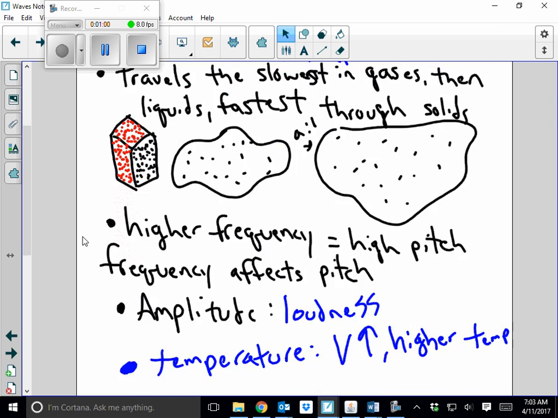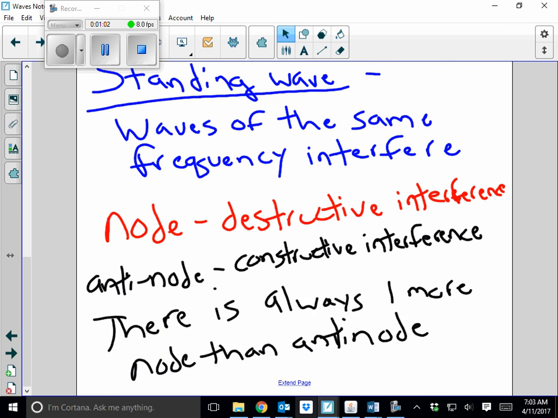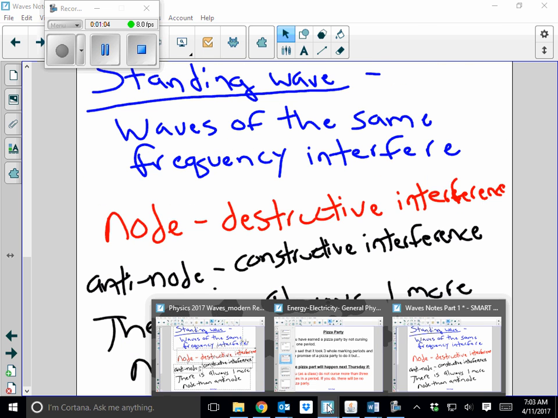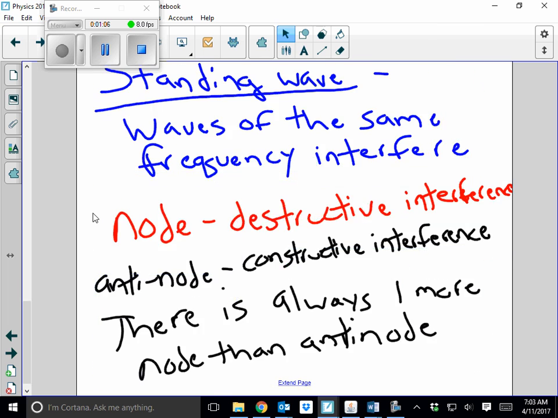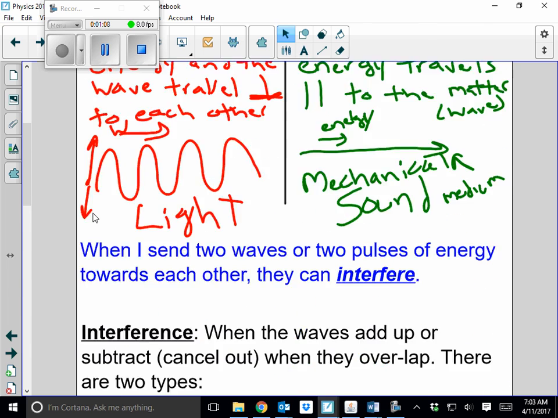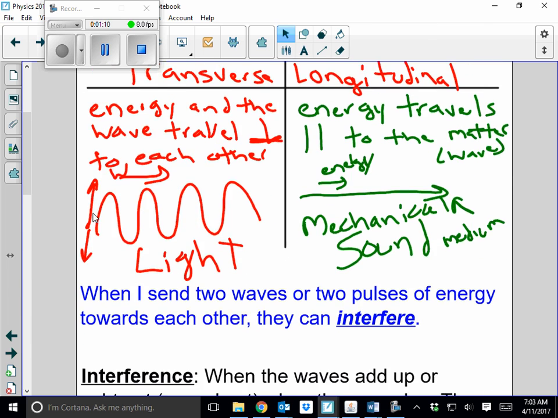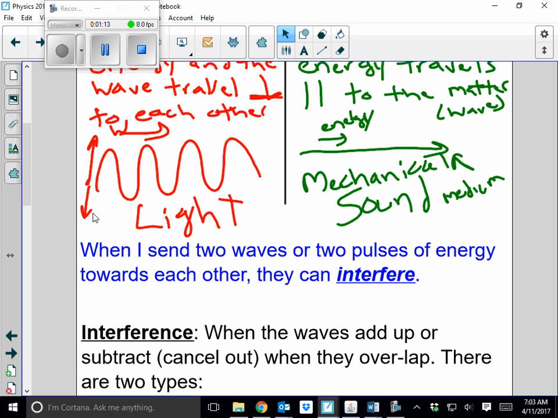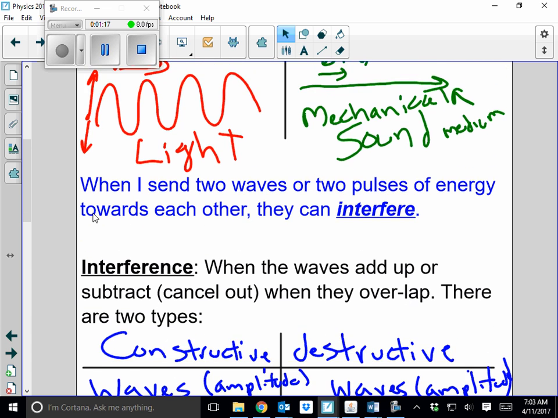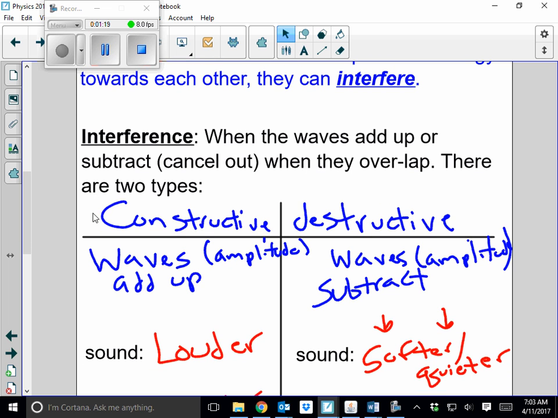When talking about a standing wave, one thing that we have to mention is interference. Interference is when you send two waves or pulses of energy towards each other. They can do something called interfere. Interference is when the waves add up or subtract when they overlap. I should have given you the capture sheet for this because there's so much information that there are multiple capture sheets.